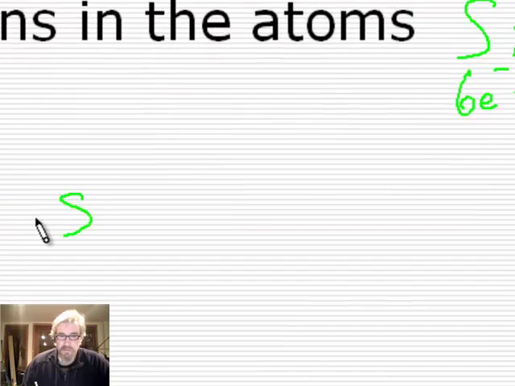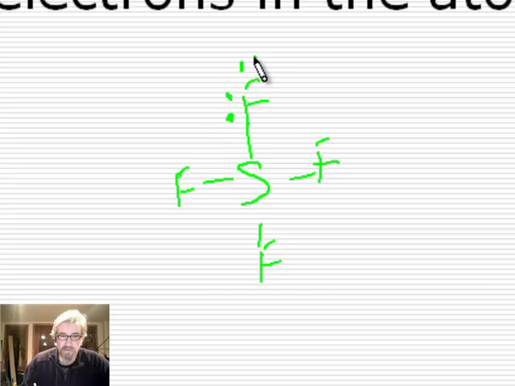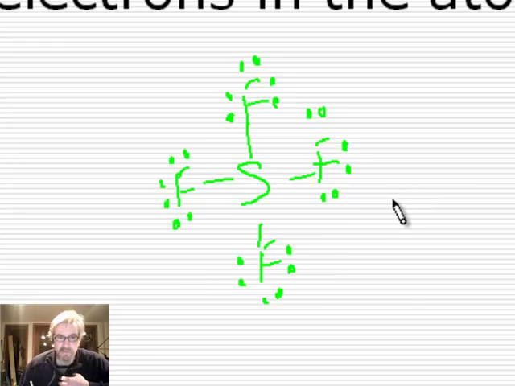Make a skeleton. I put sulfur in the middle. I'll surround my sulfur by the 4 fluorines. Halogens like to be on the outside. And then fill octets. Sulfur is already good with octets. Fluorines each need 3 more pairs. So now I have stability. I have full octets everywhere.